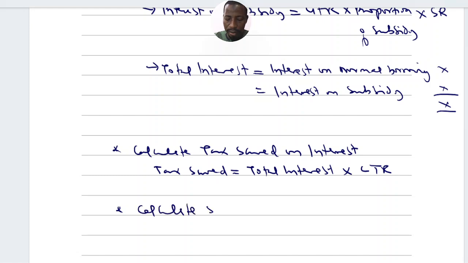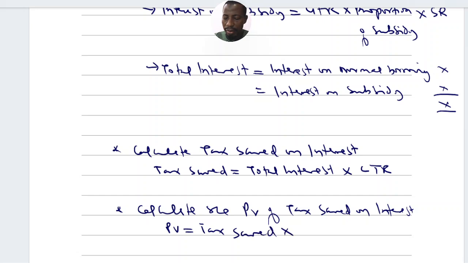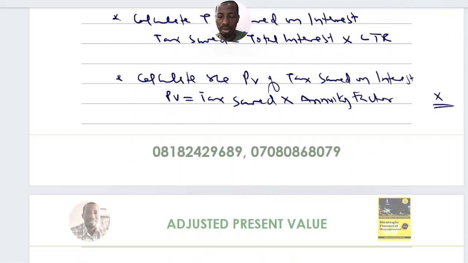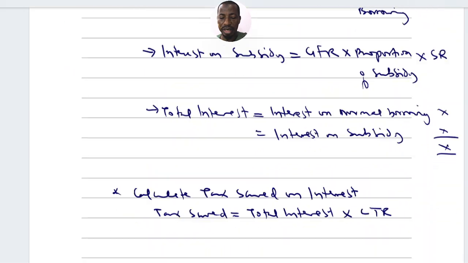the present value of tax saved on interest, which is PV, will be calculated as the tax saved multiplied by annuity factor. So whatever I have, of course, that's it. So these are the procedures of calculating the PV of financing effects.